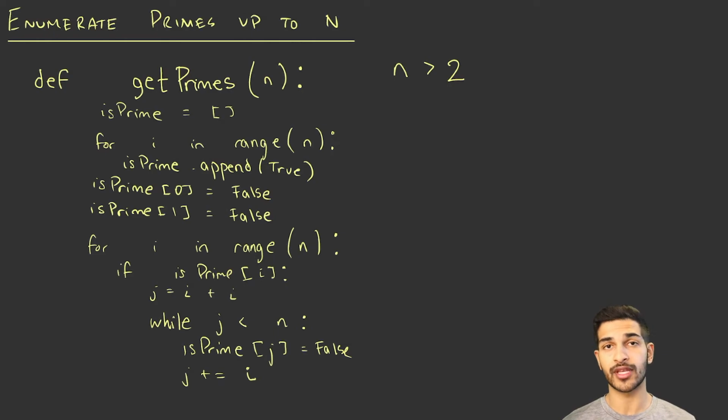So we'll start at 2 times i, or i plus i, and then increment by i each time, marking isPrime of j equal to false as we go along. Then, once we've exited out of this while loop, we'll exit out of the if statement as well and iterate over each value of i. If i is not prime, then this if statement is not true, and we won't do anything and we'll just move to the next number.